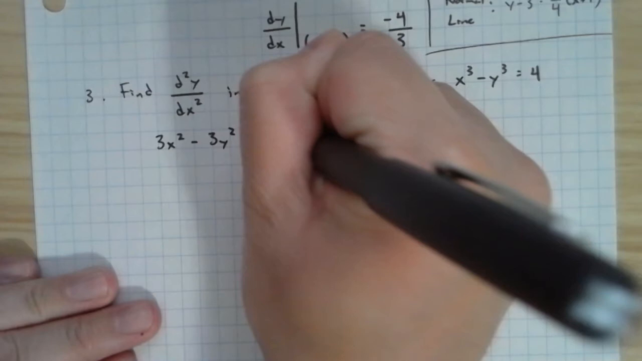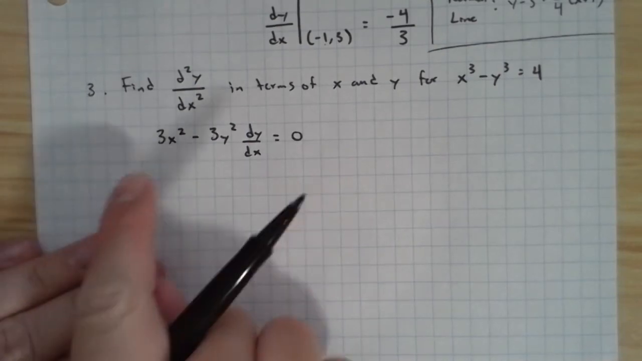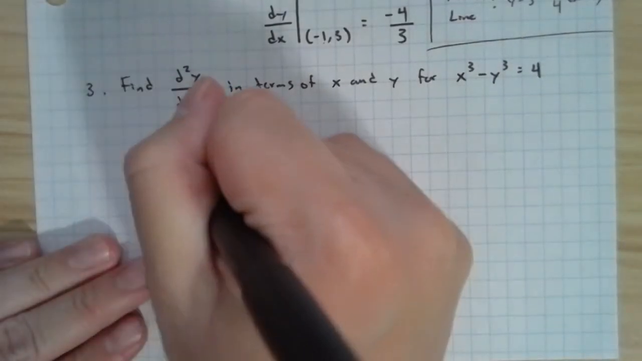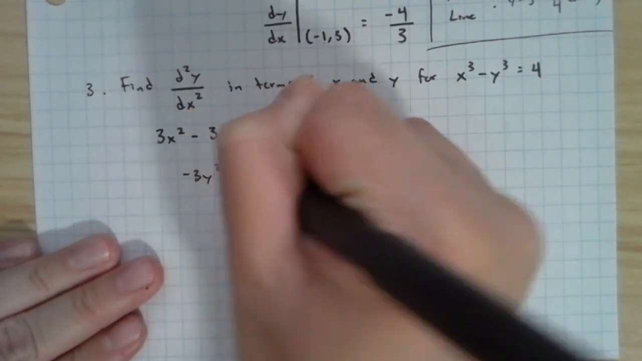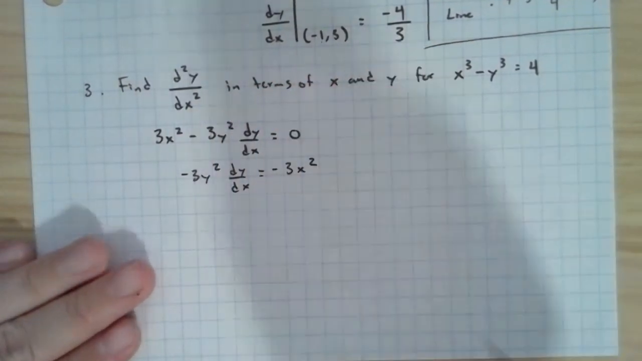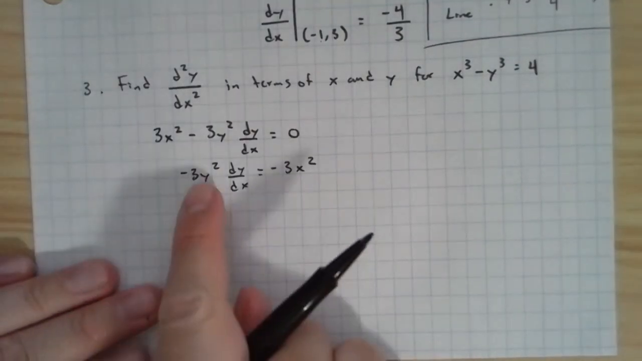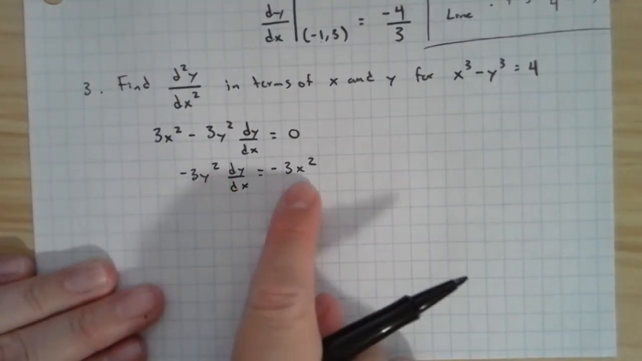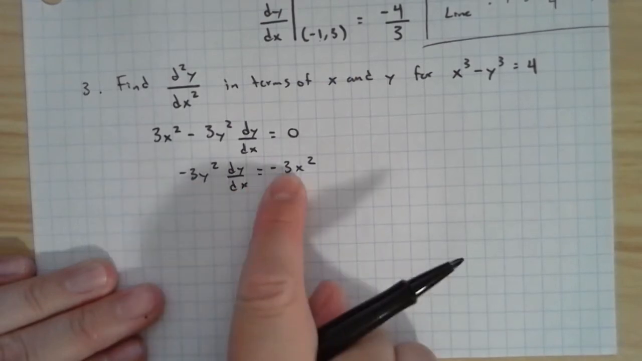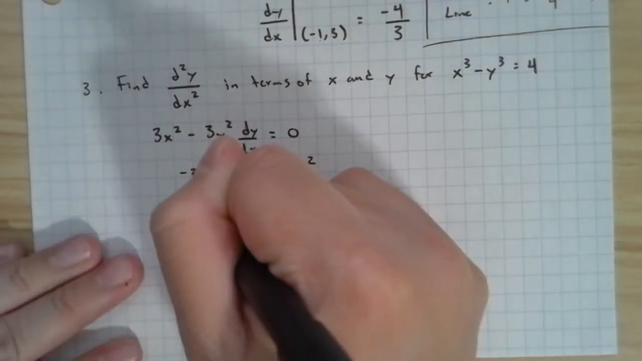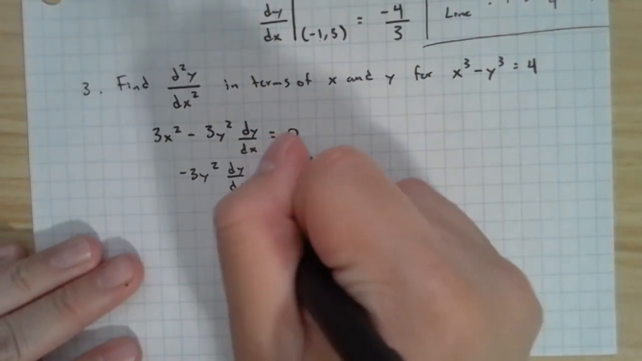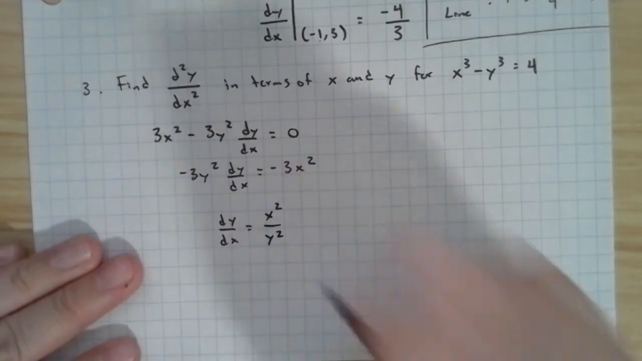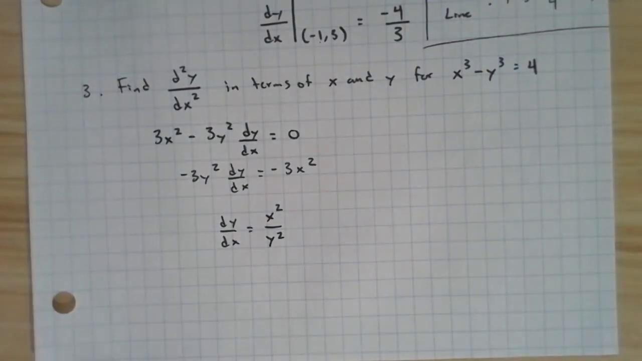So we're going to solve for dy dx. I'm going to subtract 3x squared from both sides. I'll get negative 3y squared dy dx is equal to negative 3x squared. Then I'm going to divide by negative 3y squared. Notice that I have a negative 3 and a negative 3, so when I do this division, the negative 3s will cancel, and I'm left with just x squared over y squared. So that's the first derivative.